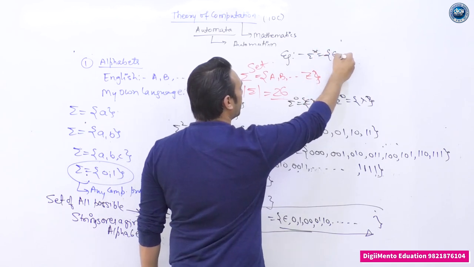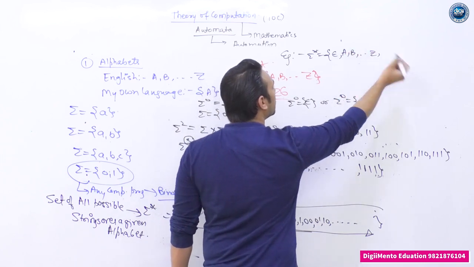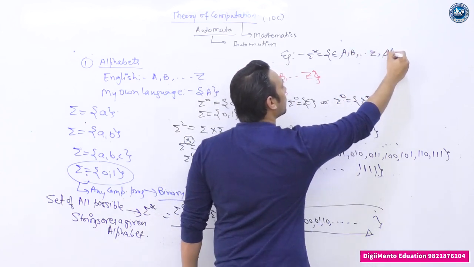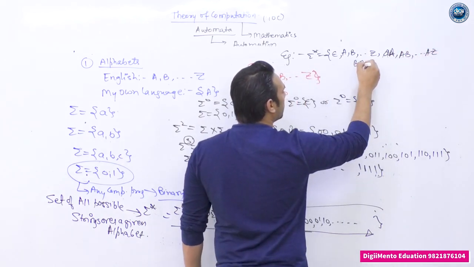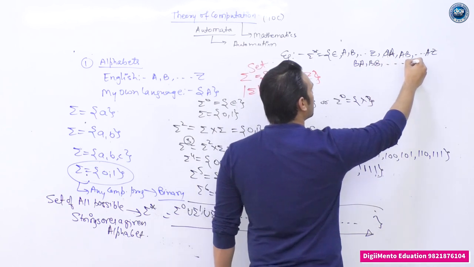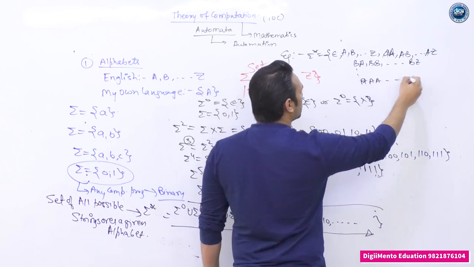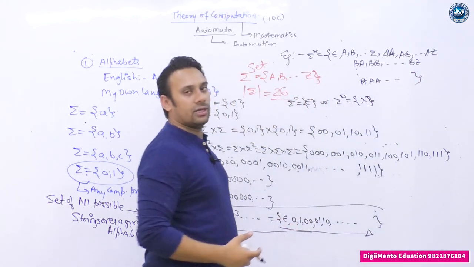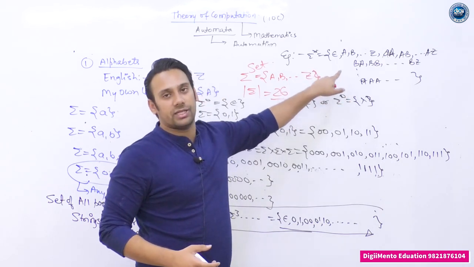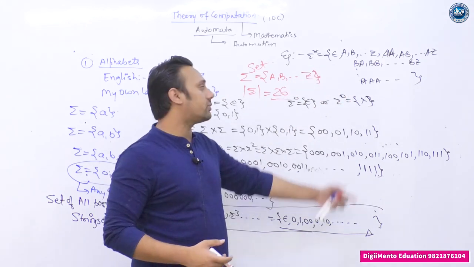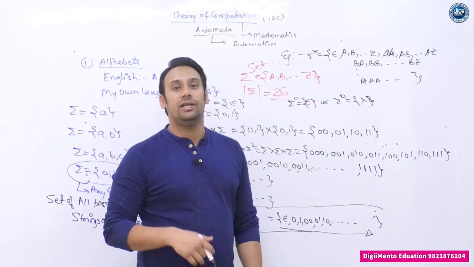Summation star can be epsilon, single A, single B, up to single Z, then AA, AB, up to AZ, then BA, BB, up to BZ, and so on, then we can have three length strings and so on, right? So we can have an infinite set. Now, in this infinite set, there are some strings which are valid for the English language and some strings which are not valid.